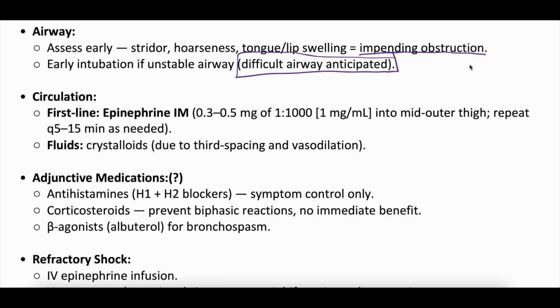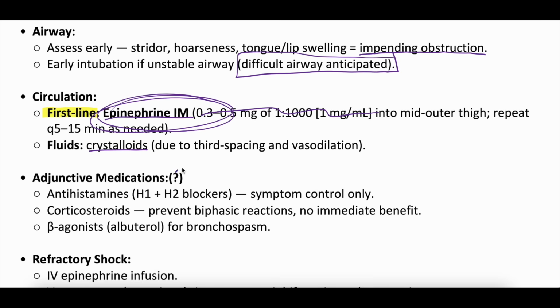Okay. Circulation. The first line treatment, and this is critical, diagnose this early, give this early, is intramuscular epinephrine. Okay. So into the outer thigh, you can repeat it every 5 to 15 minutes. You can give more than one dose, and then fluids, obviously give them, but the treatment here is intramuscular epinephrine. That is what saves lives.